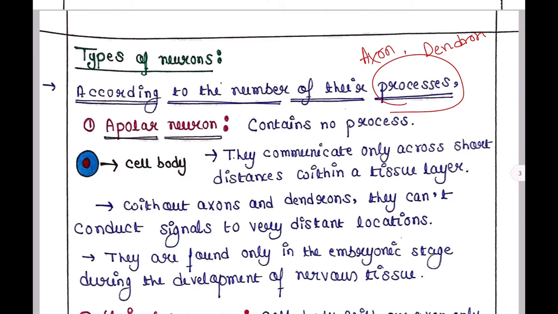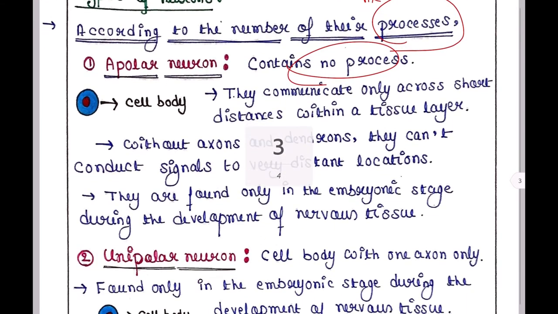First one is the apolar neuron. So in apolar neuron, the cell body does not contain any processes. So no processes are found here. They communicate only across short distances within a tissue layer. Without axons and dendrons, they can't conduct signals to very distant locations, because these are only cell bodies and they do not contain any axons or dendrons.